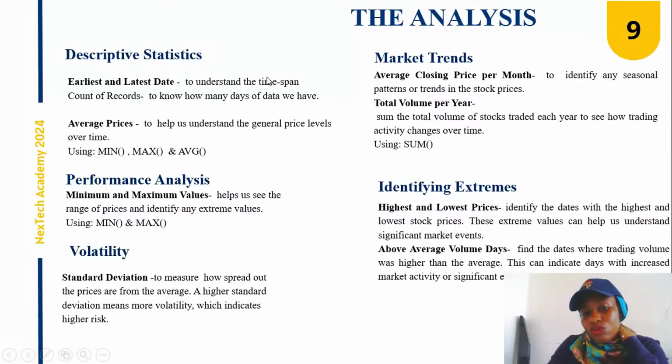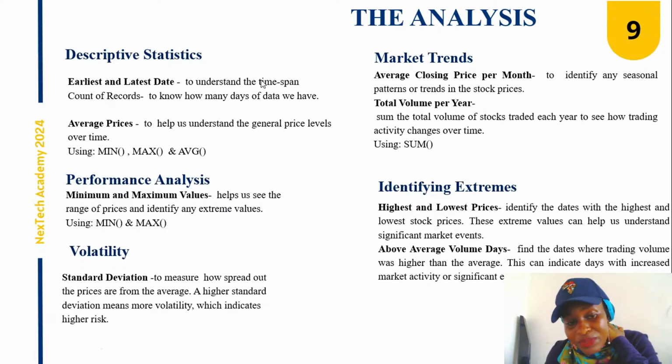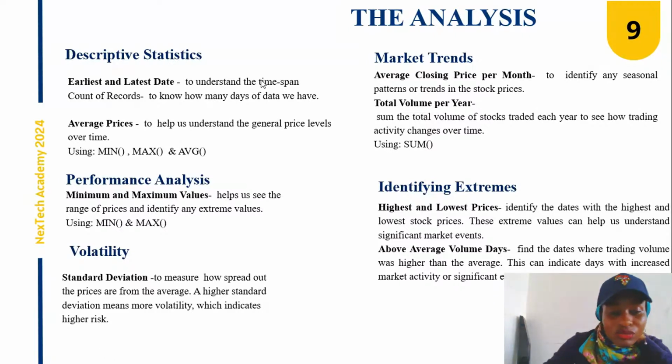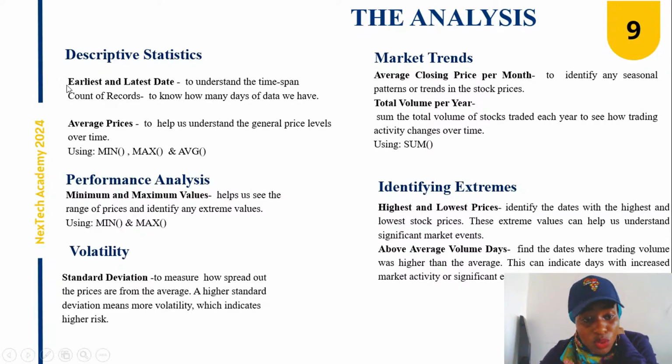And then we also looked at the count of records to know the number of data, and we realized there were 1753. Still under descriptive statistics, we looked at the average prices so that we understand the general price levels, and we've realized these average prices have actually helped us in identifying the extremes later on. And here we use the min function, the max function, and the average function. The min function is used to know the minimum prices, and the max function was used to understand the maximum trading prices.